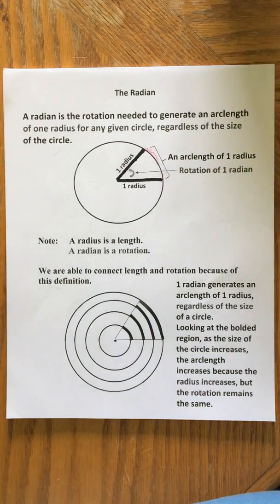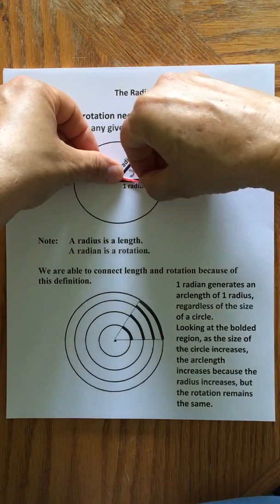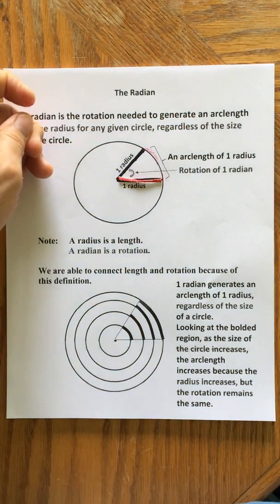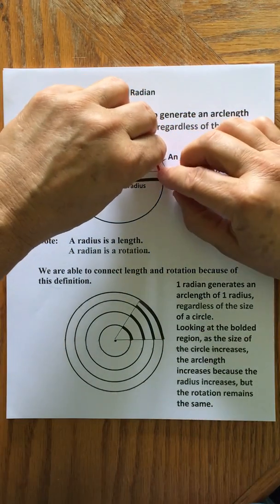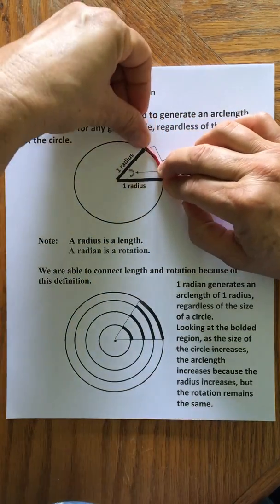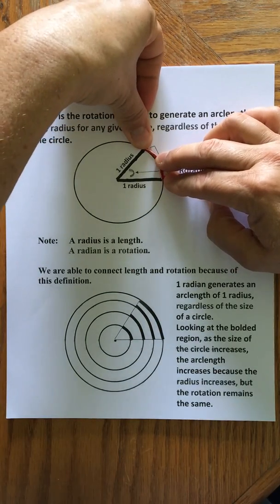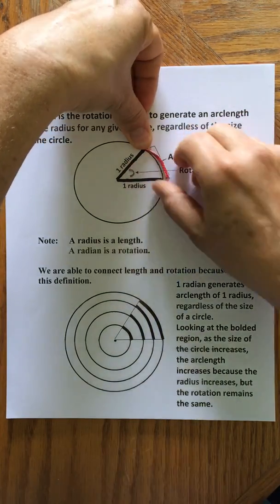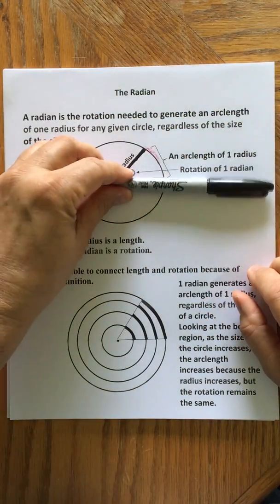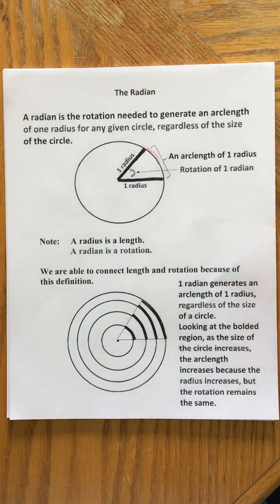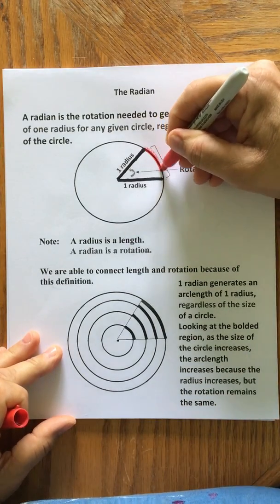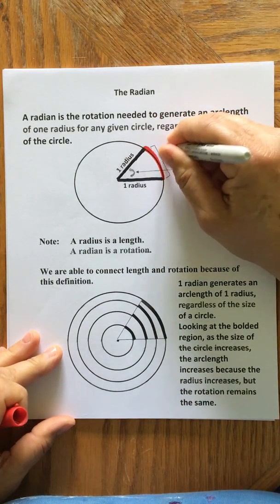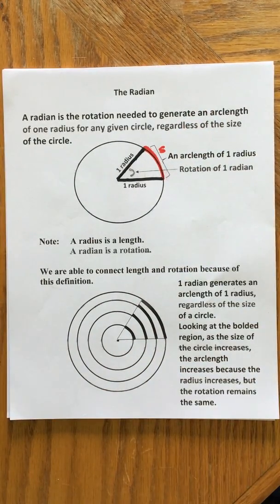So again, the idea is if I have a piece of string here that is the size of the radius, and then I take that and I wrap it around the circle a little bit, starting at 0, for example. If I wrap it around, the rotation from here to here, this movement, is 1 radian, and then of course that corresponds to the arc length. The arc length is right here. That is S, an arc length of 1 radius.